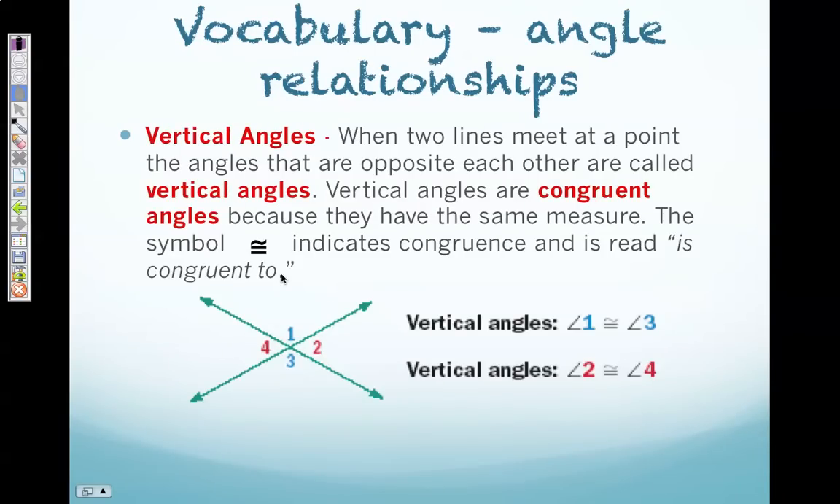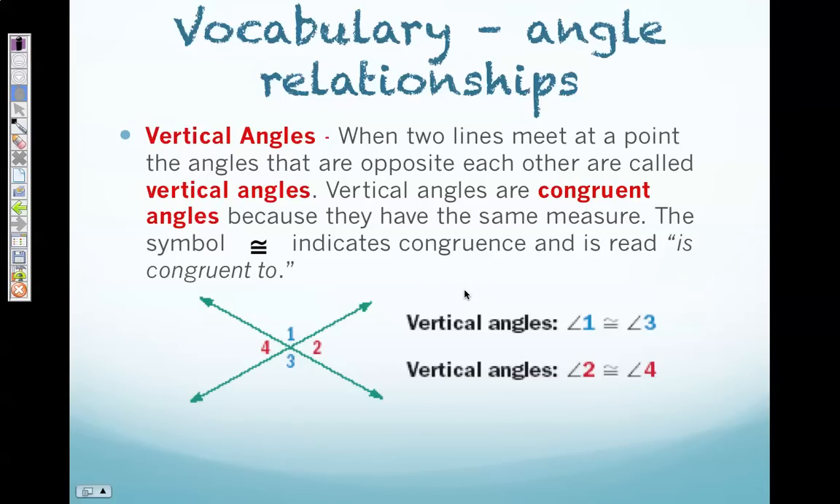All right, moving on. Vertical angles. We are on number 9 on your vocabulary list. Vertical angles. When two lines meet at a point, the angles that are opposite each other are called vertical angles. Vertical angles are congruent angles because they have the same measure. This symbol right here with the equal sign, with a little squiggly mark above your equal sign, indicates congruence, and it is read as congruent to.